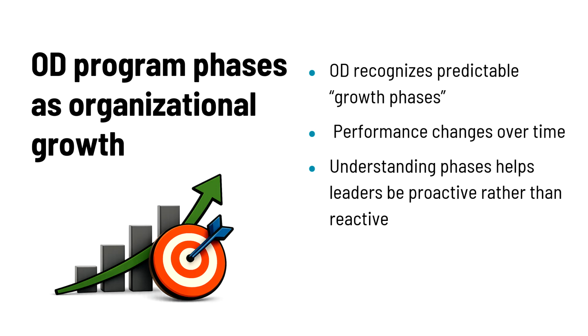A unique part of this topic is that OD is also framed as a growth process. The idea is that living systems, like humans, plants, and organizations, tend to show predictable phases over time. Now, organizational performance changes across time horizons, sometimes slowly, sometimes quickly, but the phases are still recognizable. Understanding this helps leaders become proactive instead of waiting for decline before acting.